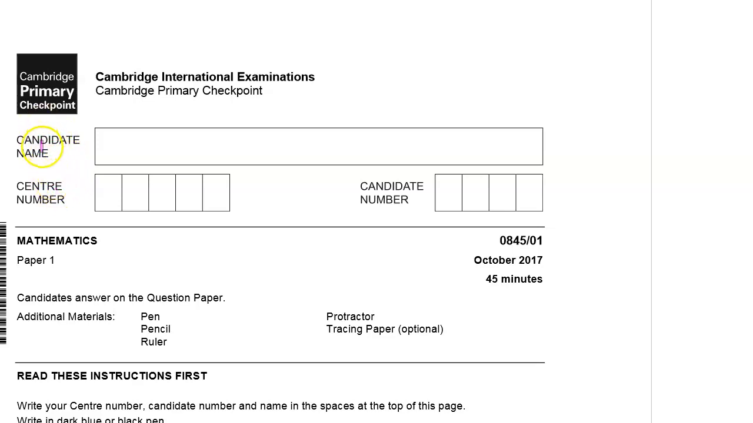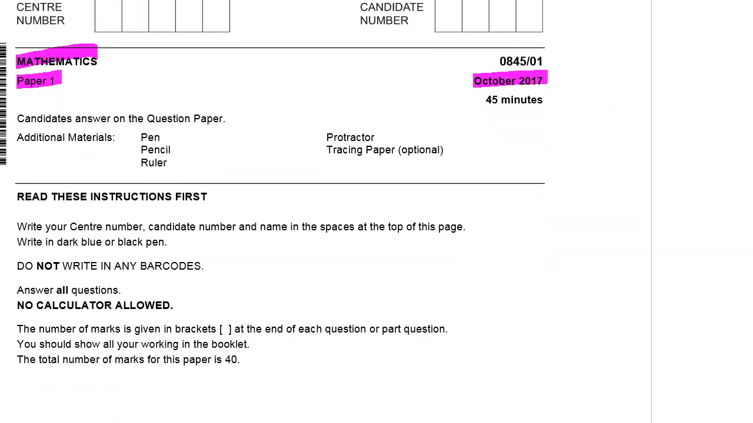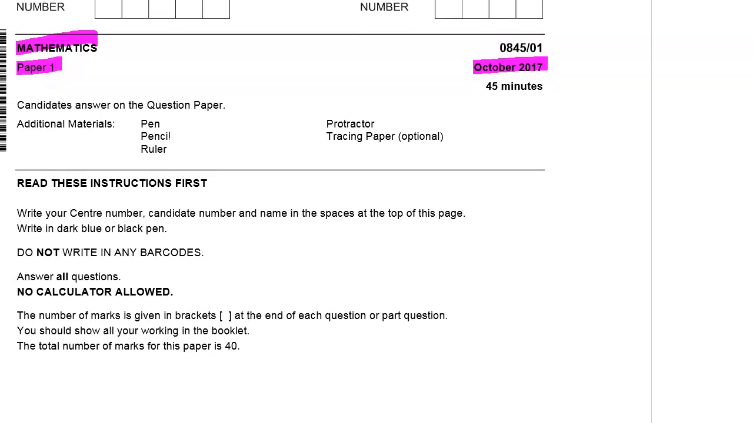In this video, I am solving a mathematics paper from Cambridge Primary Checkpoint. I'm solving Paper 1 of October 2017. Always take time to read the instructions in an examination situation. You can see this paper, no calculators allowed. The total mark for this paper is 40.